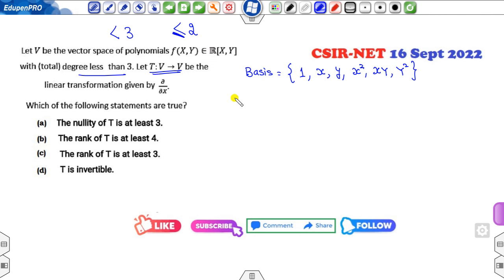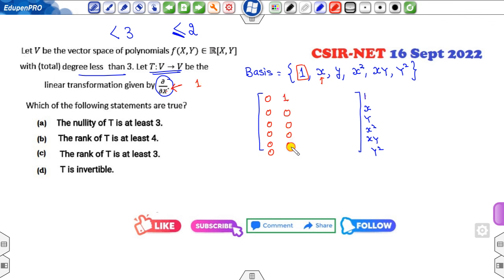These are my basis. Then you can define the derivative of this. Now it's very simple. I can write 1, x, y, x squared, xy, y squared. Take the first element: the partial derivative with respect to x is 0, a constant. So the first column will be 0. For x, the partial derivative is 1, so the linear transformation gives 1, and the rest of the elements are 0.